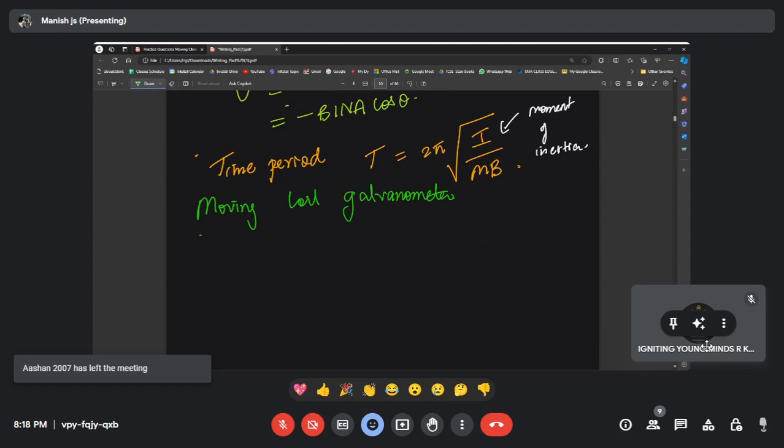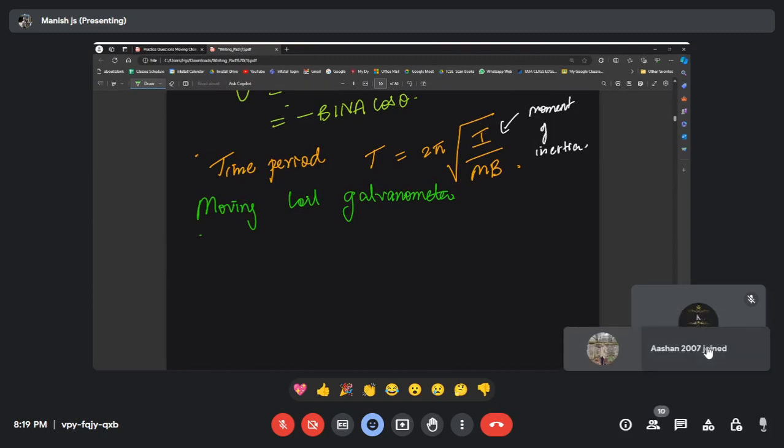The galvanometer is also a simple instrument which is used in the physics laboratory. Why do we use a galvanometer? We use it for finding out the current in a circuit, whether there is a presence of current or not. That is the primary use: to identify the direction of current and its presence.